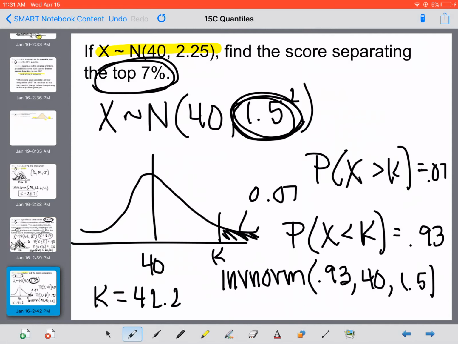So the score separating the top 7% is a 42.2 on that exam, or whatever this is talking about here. So that is how you find your K value.